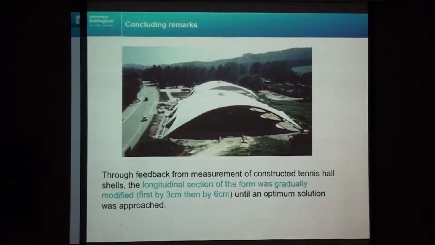And through feedback from his constructed projects, such as the tennis ball shells, he gradually changed that. In the paper that he presented at ISS 20 years after the new shapes for shells, he said he gradually modified the form of this structure, first by 3 centimetres, then by 6 centimetres, presumably at the middle, and smoothed it out to get an optimum solution.